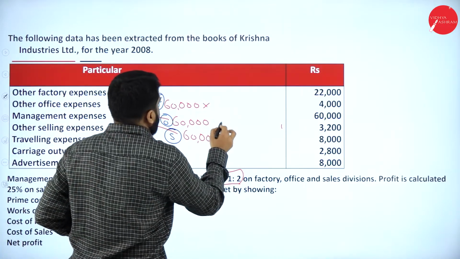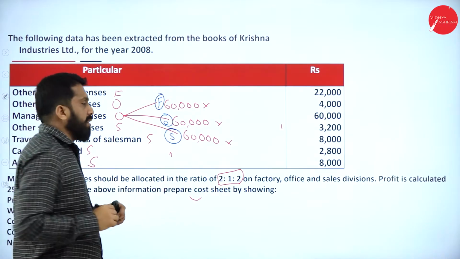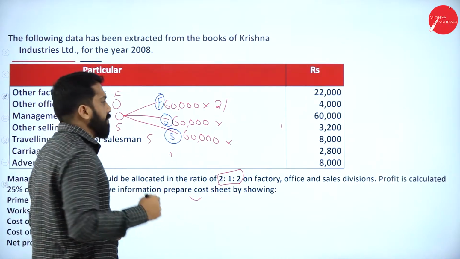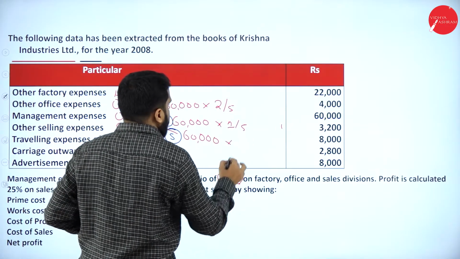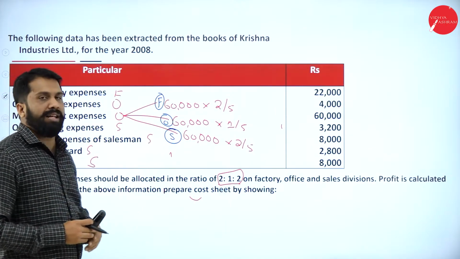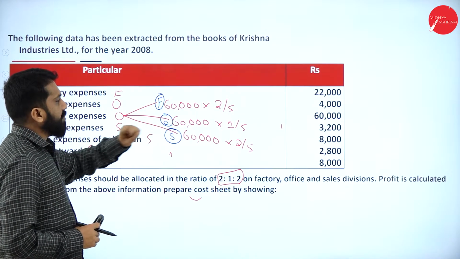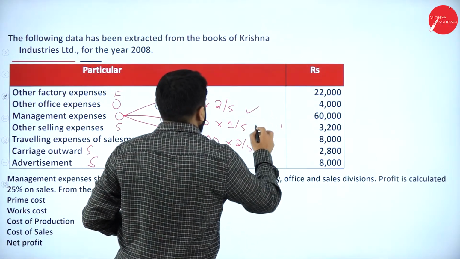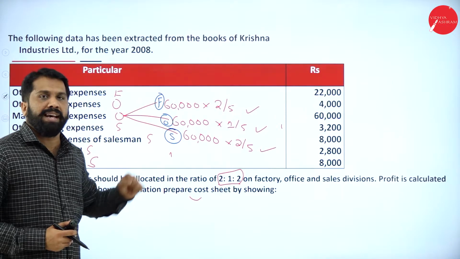Now 60,000 multiplied by the ratio. What ratio do you have? 2:1:2. Now 2 plus 1 is 3, 3 plus 2 is 5. So 2 by 5, 1 by 5, and the last one 2 by 5. Now 60,000 into 2 by 5, 60,000 into 1 by 5, 60,000 into 2 by 5, this will be your management expenses. Hope you understood. Like this you are supposed to calculate.